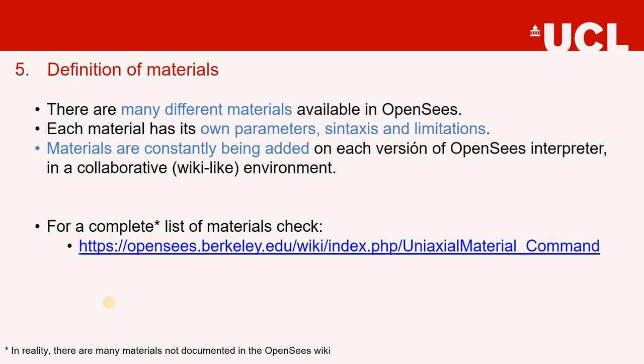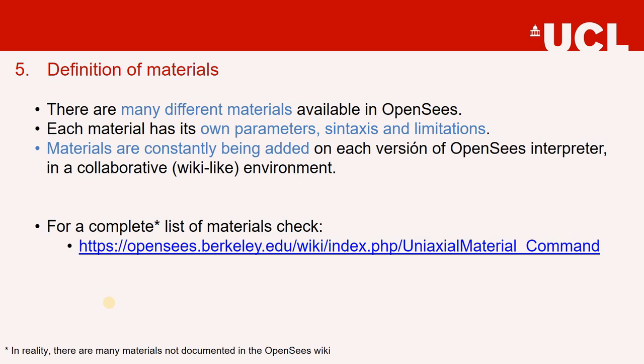However, my recommendation is that you try to stick with the materials that are more commonly used, unless you have an application that cannot be done with these ones, because the materials are added in a wiki-like environment, which means that someone proposes a material, this material gets added to the next version of the OpenSees. However, the main materials are considerably more tested or have been more tested in the past than the new materials. So the new materials are very likely to have errors or to have some kind of voids that you might not be able to see straight away.